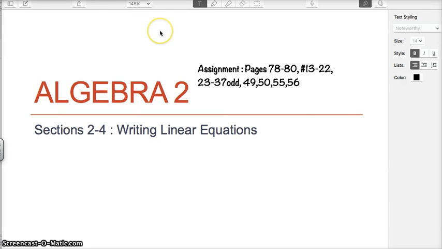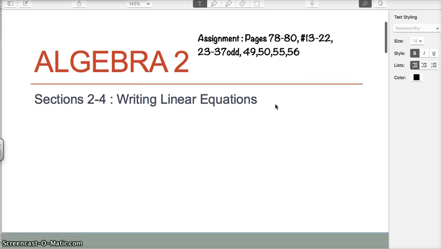Hey, how are you? We are dealing with Algebra 2 still. We're in section 2.4 and we're writing linear equations. Please observe your assignment for this section here. Make sure and copy it down so that you can work through the problems accordingly after the lesson.